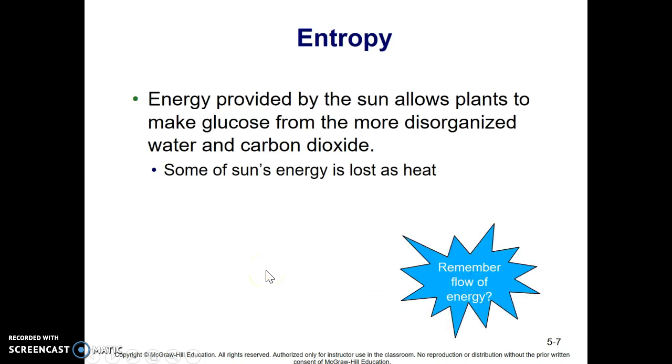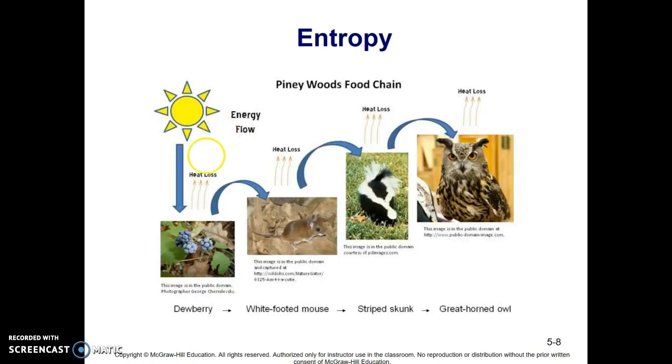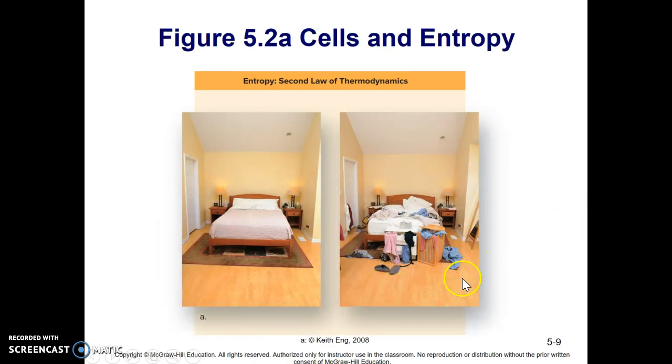And so again, thinking about that flow of energy from sun to plants, plants to animals, some of that energy gets lost in the transfer. And again, when I use the term lost, it doesn't disappear, it's just not usable. So as the flow of energy through this little simple food web, each time energy is transferred, it becomes more disorganized and heat is lost. Here's something else to think about.